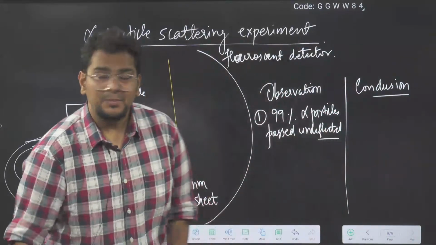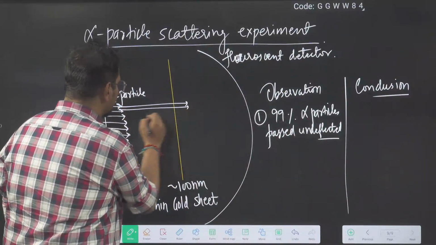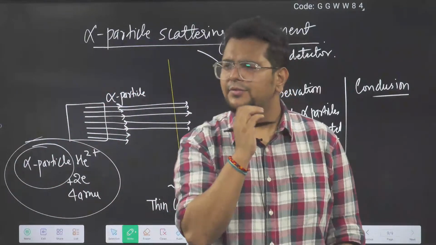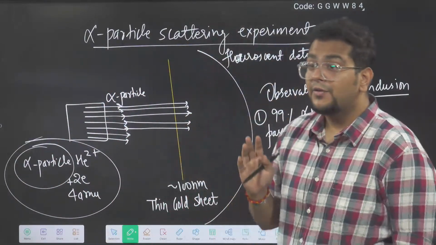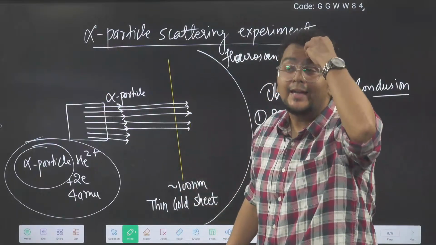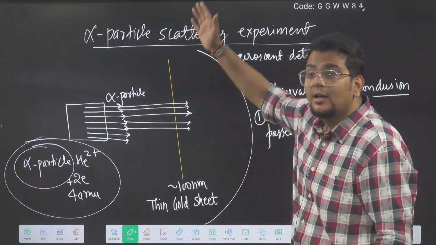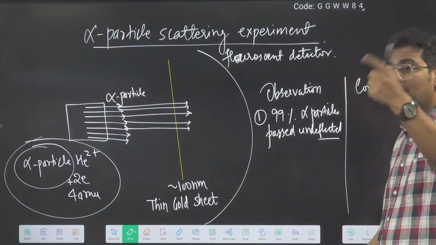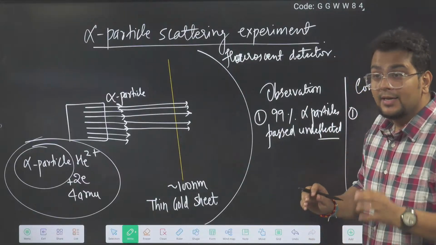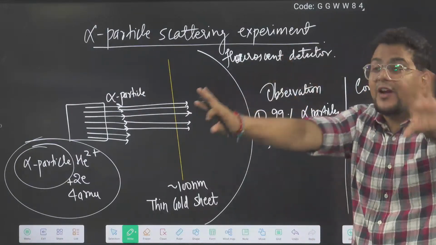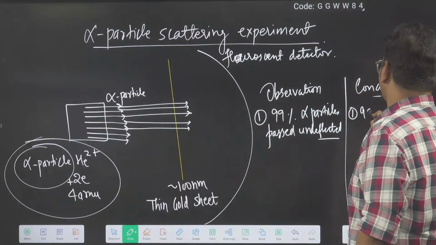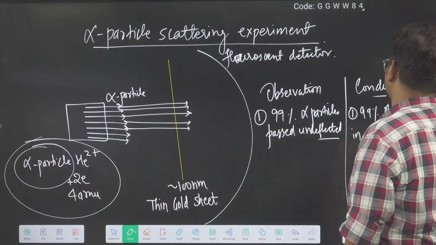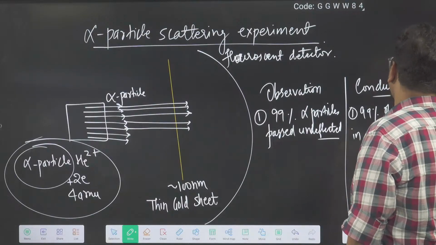Sir, what do you mean? I mean, most of the alpha particles passed straight as if no one was there in the field. Most of the alpha particles passed straight without any deflection, as if this foil was not there. So what did Rutherford understand? Acha, 99% no deflection. That means 99% of the space in an atom is empty.